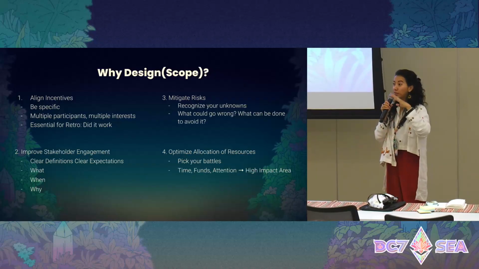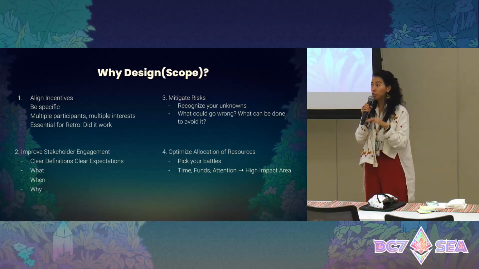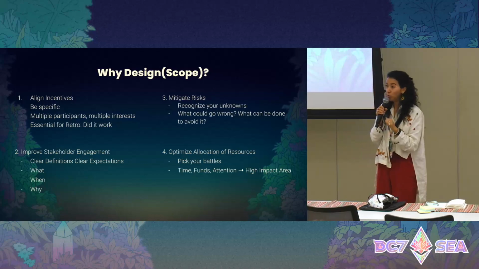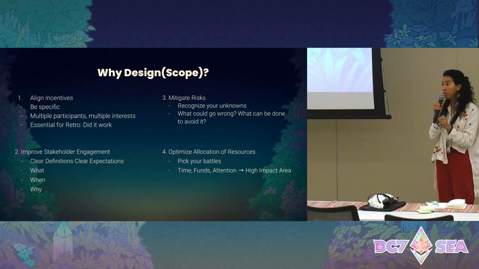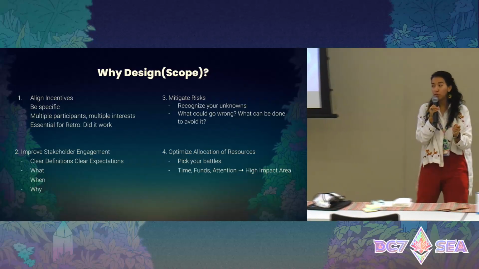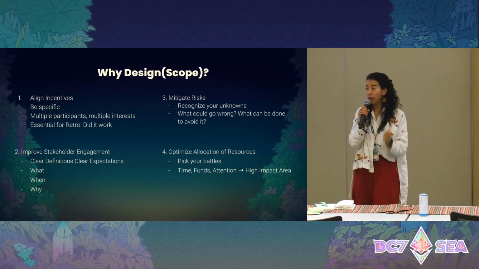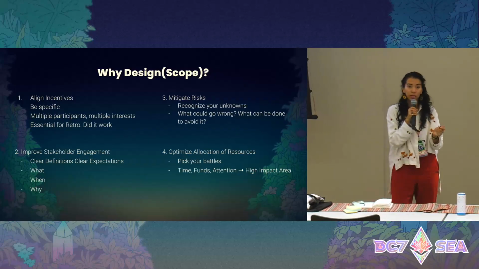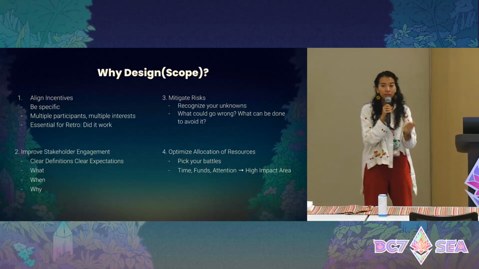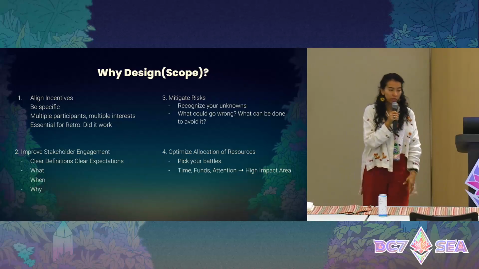If you don't get the design for your round right, you won't know if you're actually achieving the goal that you wanted to achieve. And therefore, you won't know if you're using your resources in the most efficient and effective way to achieve your goal, which means you're not going to be able to evaluate if the program that you just ran actually made a difference for your ecosystem or for your community, and if you should even think of running it again. So why are we going to focus on the design and the scope?